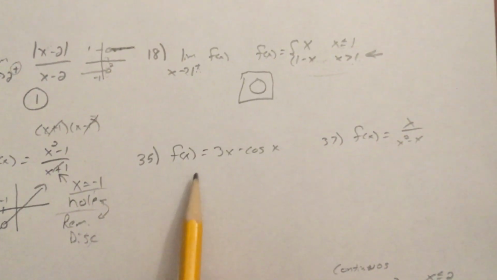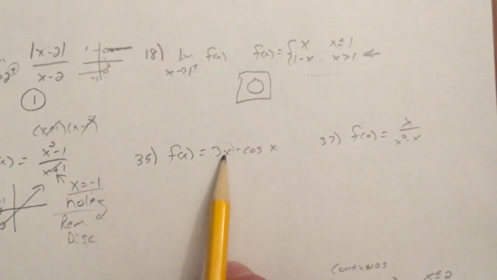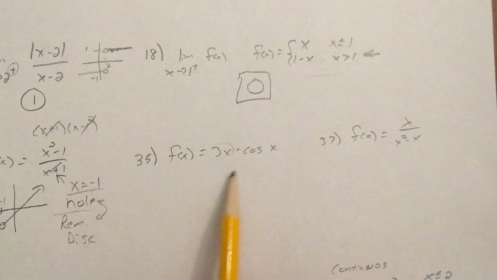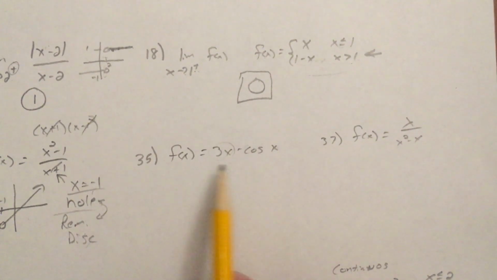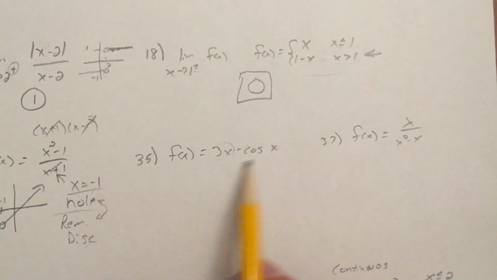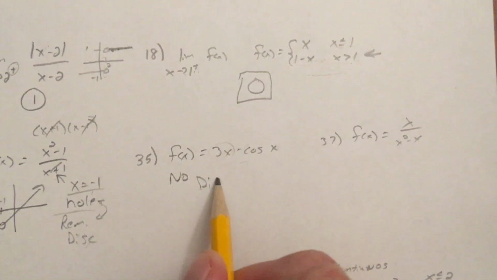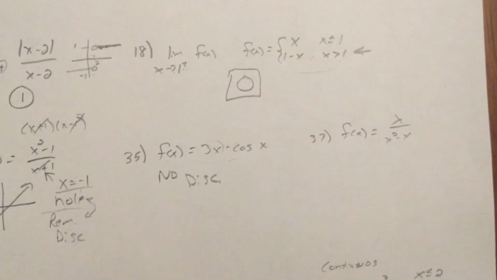As far as 35 goes, when I look at this, 3x, really there is no issue. I can multiply any number by 3. There's no reason why I can't. I can take the cosine of any number. This does not give me any reason to be concerned right here. So there are no discontinuities for this problem.